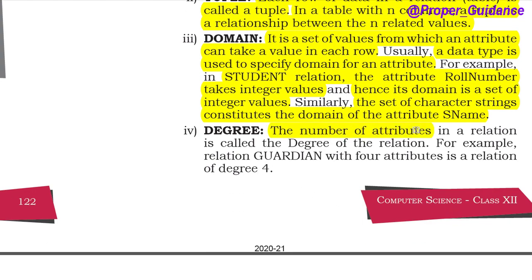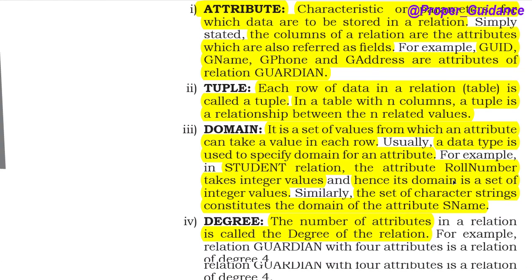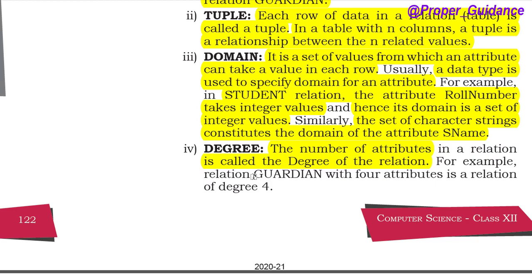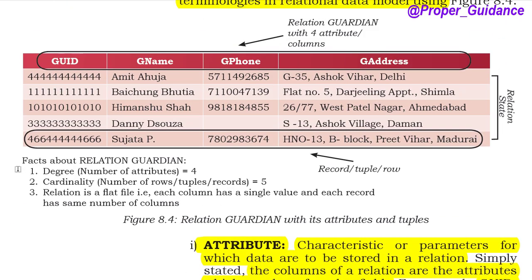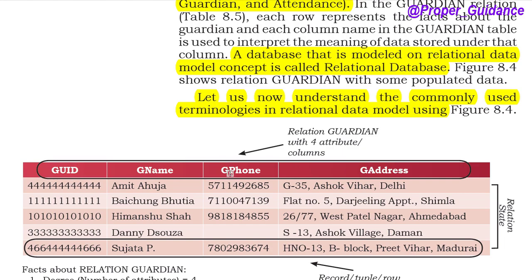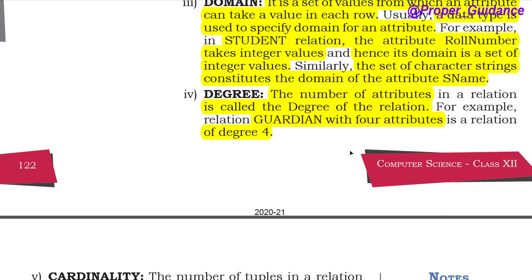The number of attributes in a relation is called the degree of the relation. This is very, very important. What do you mean by degree in DBMS? In DBMS, we understand that degree means the number of attributes in a relation. Clear? For example, the relation Guardian with 4 attributes is a relation of degree 4. See here the Guardian table: GUID, GName, GPhone, GAddress. So 4 attributes are here. That's why this is known to be degree 4.